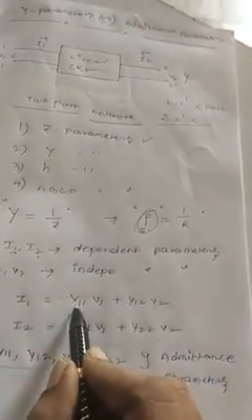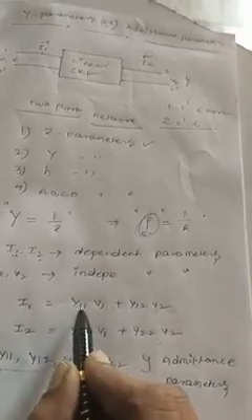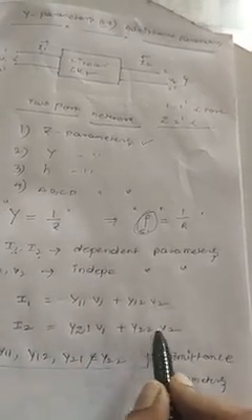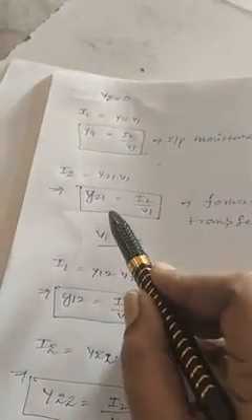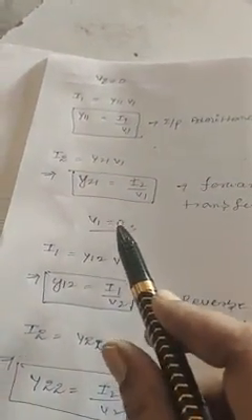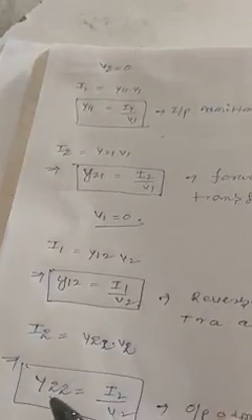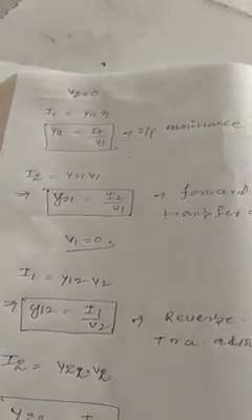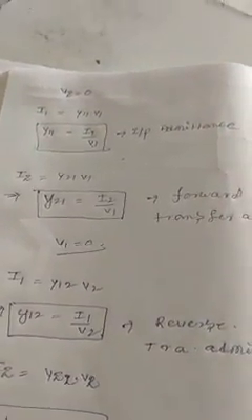With V1, V2, the coefficients are Y11, Y12 when the index starts with 1, and Y21, Y22 when it starts with 2. The next step is to substitute V2 equal to 0, and then we get 2 formulas, Y11 and Y21. When we substitute V1 equal to 0, we get Y12 and Y22. So this is the information about the Y parameters.